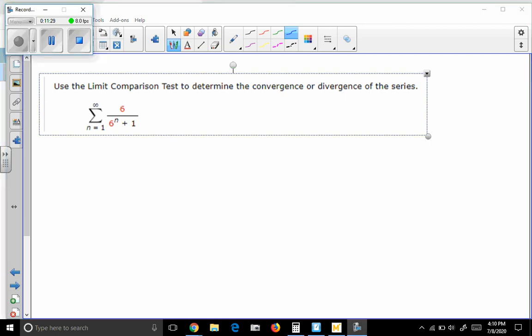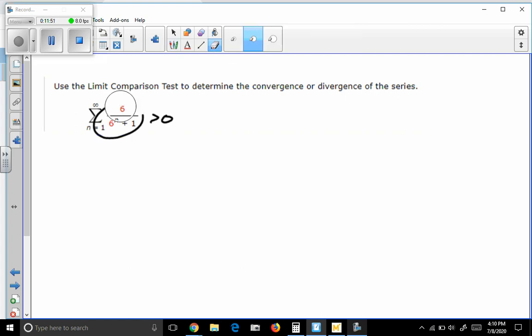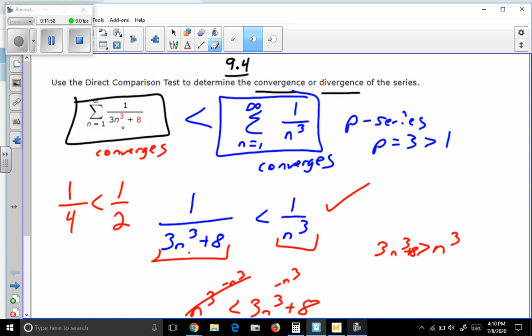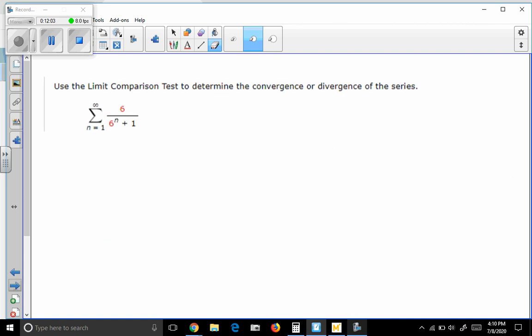One thing that we do have to be careful about, for the first two that we didn't mention, is that the direct comparison test only works if a sub n, our sequence that's used to generate our series, is greater than 0. If this sequence is negative part of the time, then the direct comparison test doesn't work. So both of the ones we've done so far, this is going to be positive. That is also going to be positive. So it is valid to use the direct comparison test.